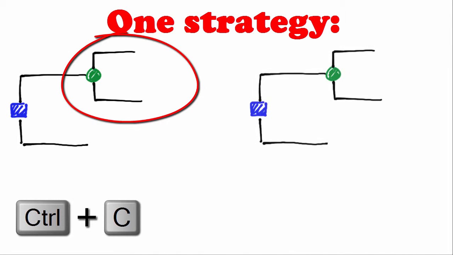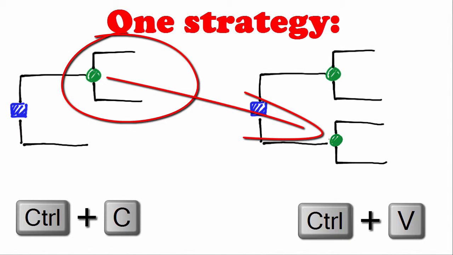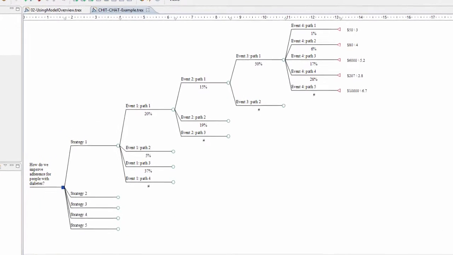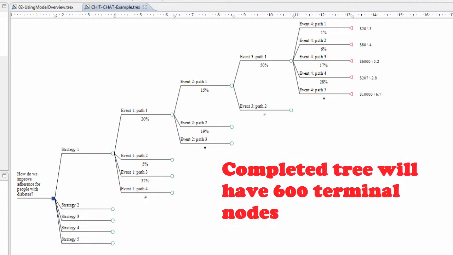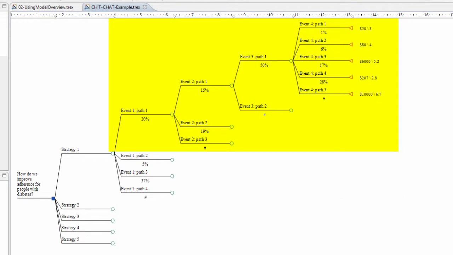One strategy is what we like to call the Subtree copy-and-paste technique. Here's how it works. We've developed this simple decision tree which will ultimately be used to compare the relative cost effectiveness of 5 different strategies for improving adherence for people with diabetes. Even though this tree only considered 4 different events after each intervention, the completed tree will have 600 terminal nodes, 120 for each strategy. As you can see, we only completed a small section of the tree, as evidenced by only 5 terminal nodes that appear.